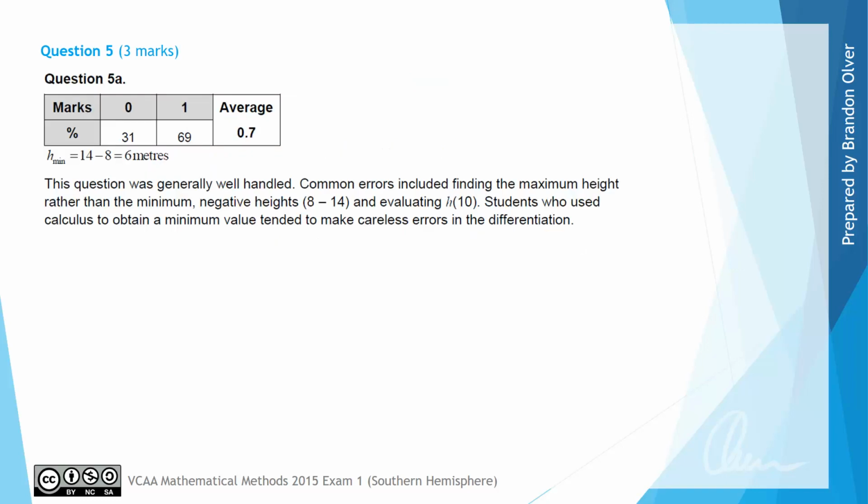From the examiner's report we can see that 69% of students got that mark and that the question was generally well handled. Common errors included finding the maximum height rather than the minimum, having negative signs by calculating 8 subtract 14 rather than 14 subtract 8, and evaluating h of 10. Students who used calculus to obtain a minimum value tended to make careless errors in the differentiation and altogether would have taken longer to answer this question than knowing the shortcut of taking the middle value of the function subtract the amplitude.